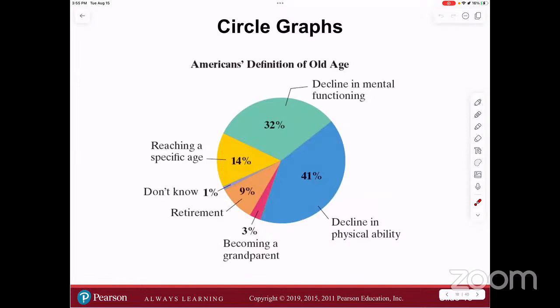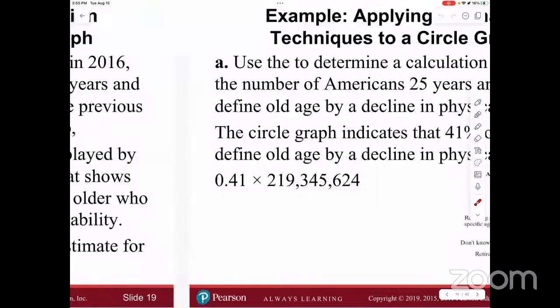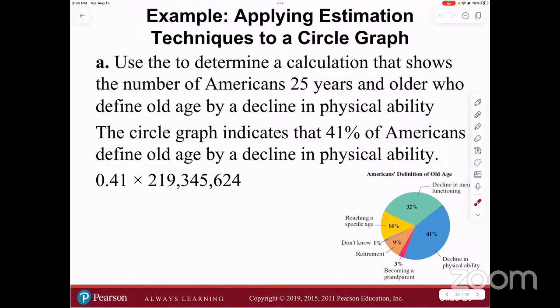0.41 times the 220 million. And again, 220 just seemed like an easier number to deal with than this. This has too much going on, right? So you can either say 0.4 times 220 million or 0.41 times 220 million, right? Either one of those will work, right? And you see it here, 0.41. Now this isn't an approximation. This is how we can find that number based on the chart.